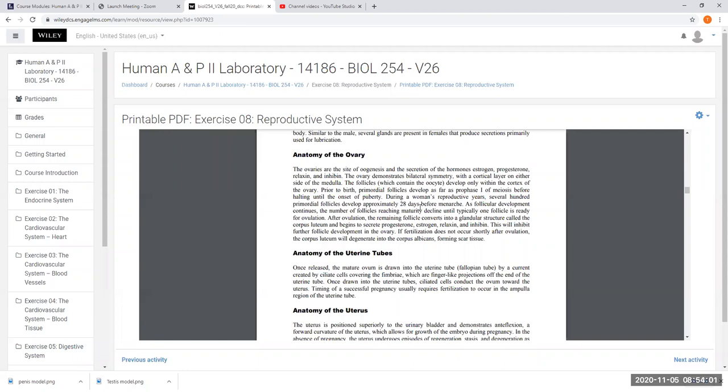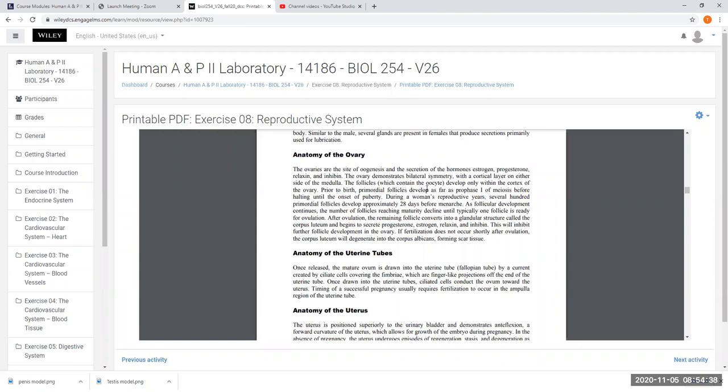Well, the ovary's primary job is to produce the egg cells and to produce the female sexual hormones. Estrogens, progesterone, also relaxin and inhibin are produced, right? So the process by which the egg cells are developing is referred to as oogenesis. Just like we had spermatogenesis occurring in the testicle, we have oogenesis occurring in the ovary.